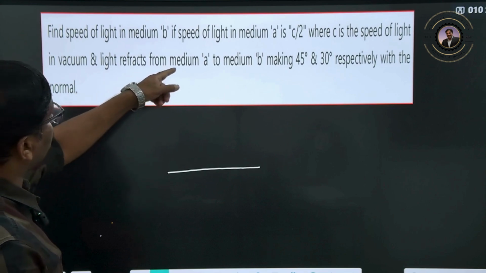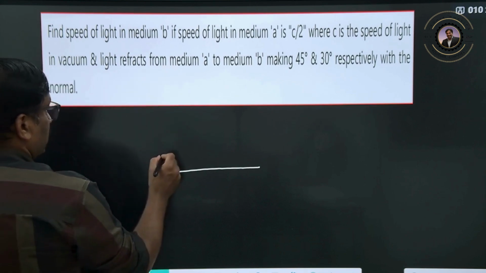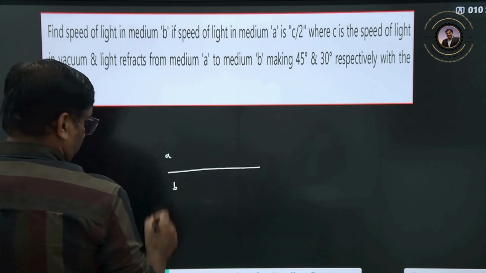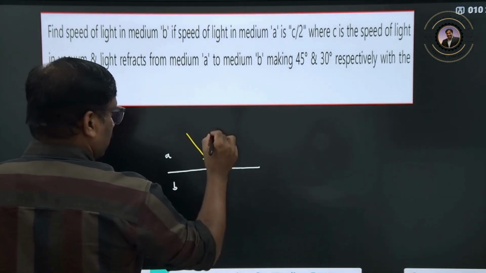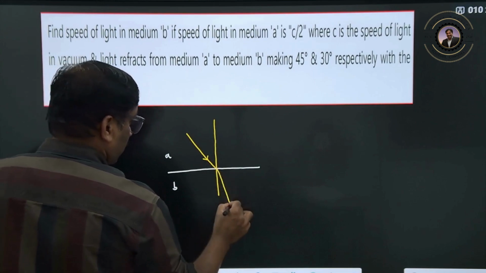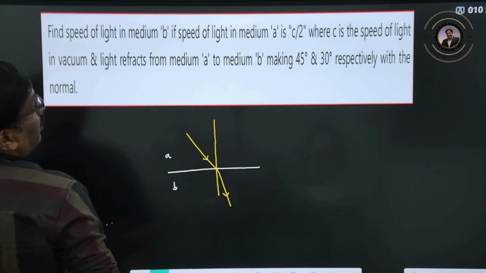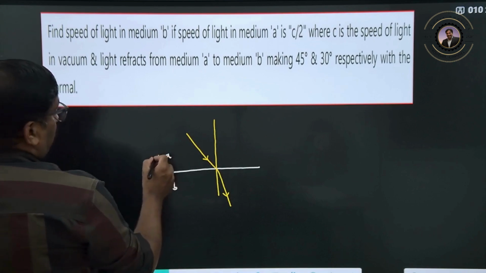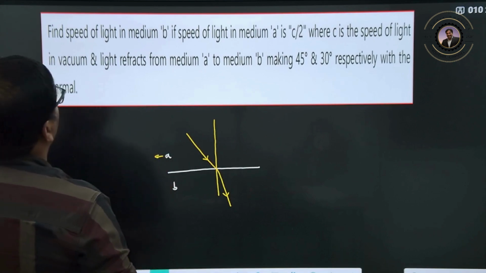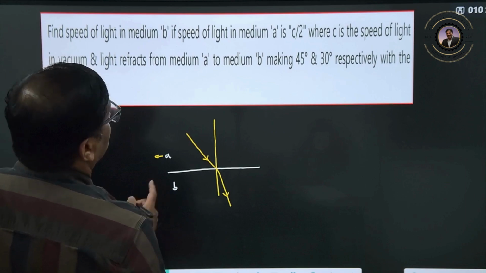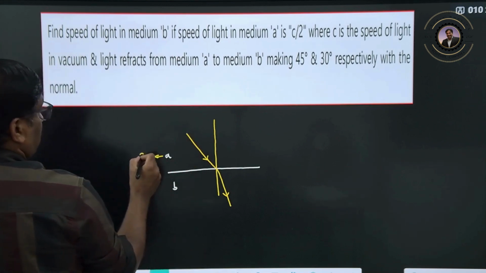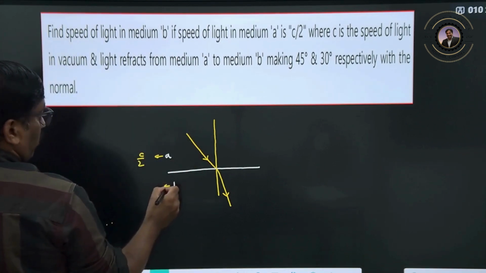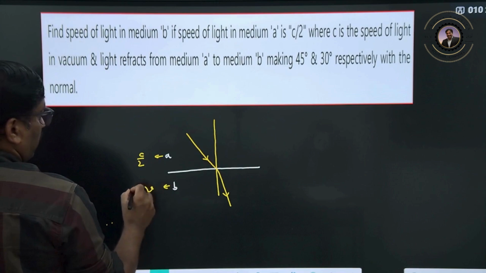Light refracts from medium A to B. Therefore, this is A, this is B. Clear? So now the light ray is traveling like this. Now he gave the speed of the light: the speed of the light in this one is c by 2. Therefore, here we want to calculate the speed here now.